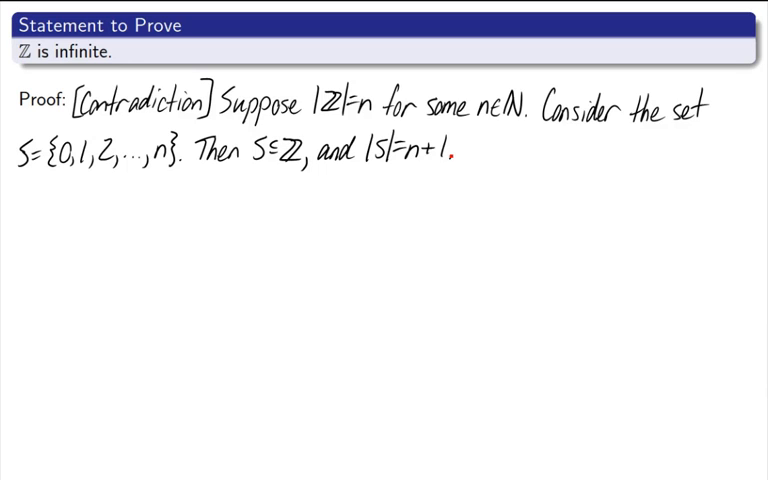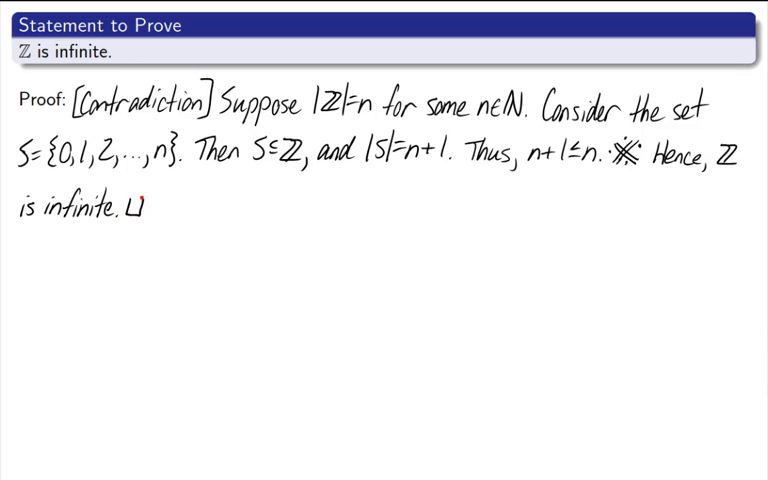We actually have a contradiction already. Recall that if you have a subset, the cardinality of the subset will always be less than or equal to the cardinality of the other set. But n plus 1 is not less than or equal to n. Thus, n plus 1 is less than or equal to n, and that is definitely a contradiction. There we have it. We have a contradiction, which means that there is no cardinality you can associate with the integers. Hence, Z is infinite. And that is the end of our proof.